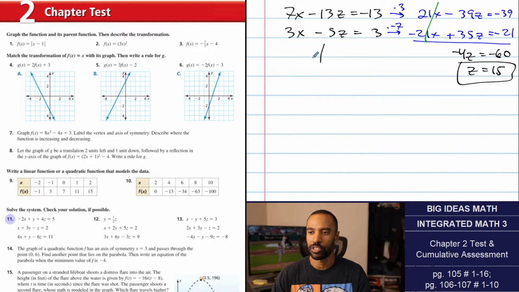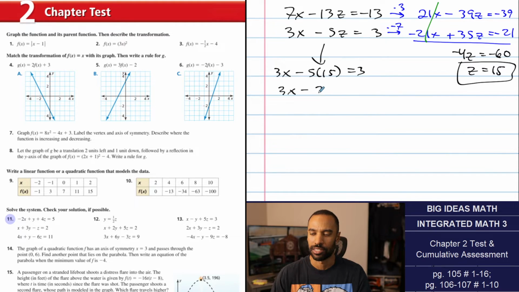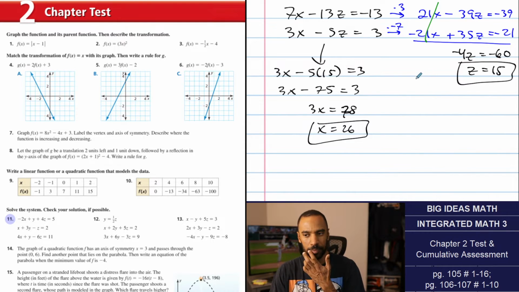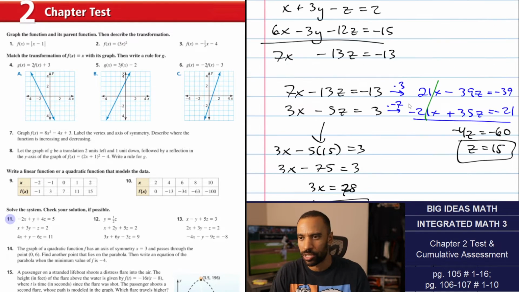Let's now solve for x. Let's use an equation like this one here. We got 3x minus 5 times 15 equals 3. That's 75. And 78, sorry, not 28. 78, so x equals 26. Ugh. At least it's an integer. It's just a weird number. I don't see the number 26 often.